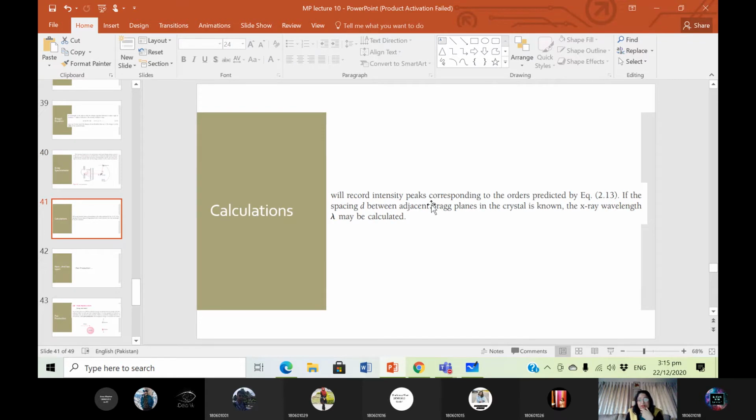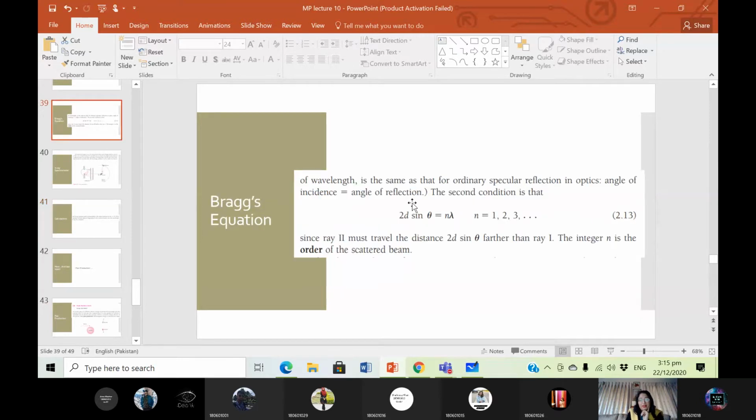The detector will record the intensity peaks corresponding to the orders predicted by equation 2.13, okay? If you know what the spacing is between the adjacent Bragg planes in the crystal, then you can calculate the wavelength of the X-rays according to this formula, okay? If you know the wavelength of the X-rays used, the order of the maxima, and theta, then you can calculate d, the spacing between the crystals.